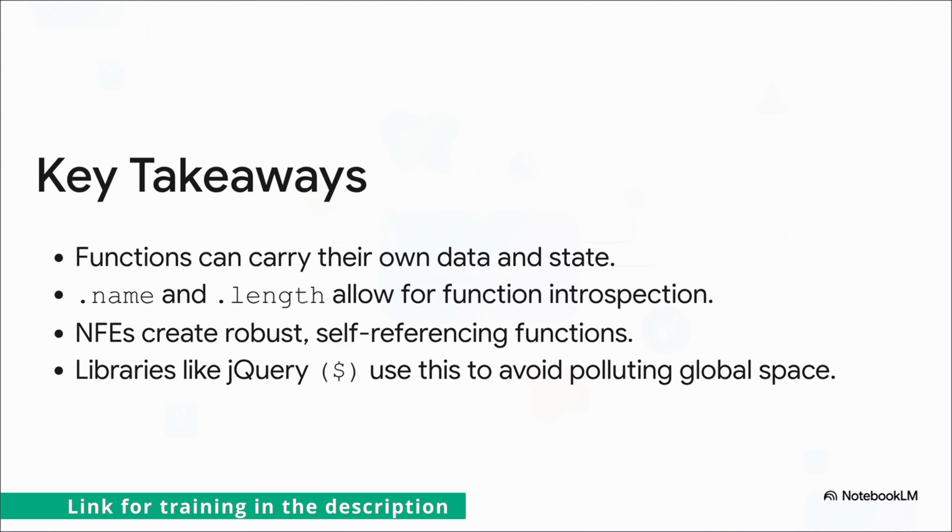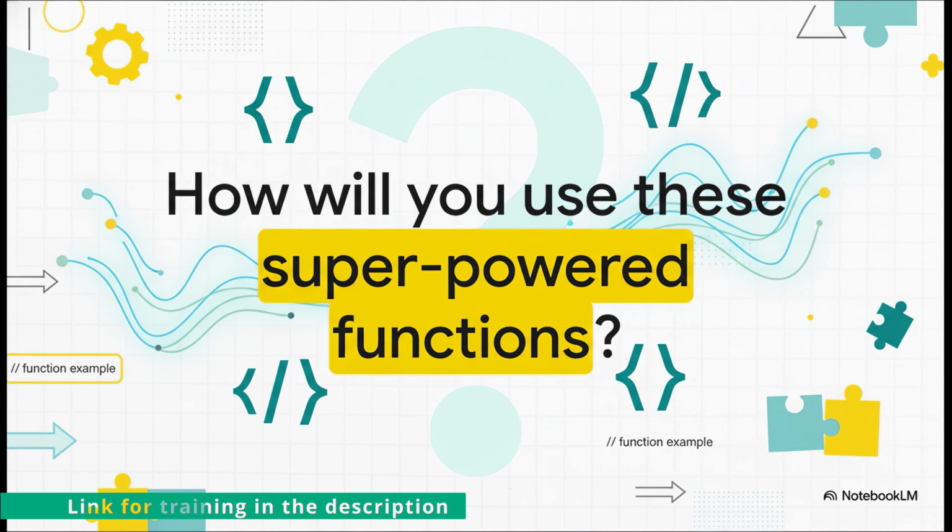And this isn't just an academic idea. Huge libraries like jQuery and Lodash use this exact principle. They have a main function object, like the $ sign or the underscore, and they attach all their other helper methods to it as properties. It keeps the global space squeaky clean. So, you see, understanding that functions are objects isn't just a fun piece of trivia. It's a legitimate tool in your toolbox. It opens up brand new ways to structure your apps and to solve tricky problems in a really elegant way. So now that you know their secret, the only question is, how are you going to use it?